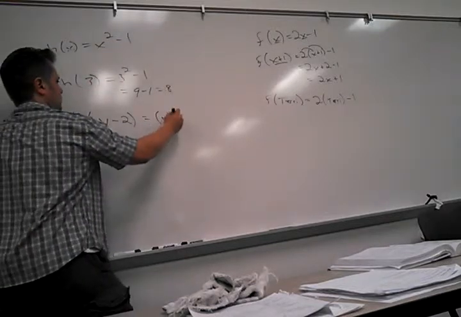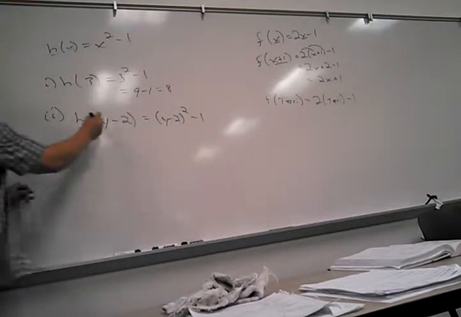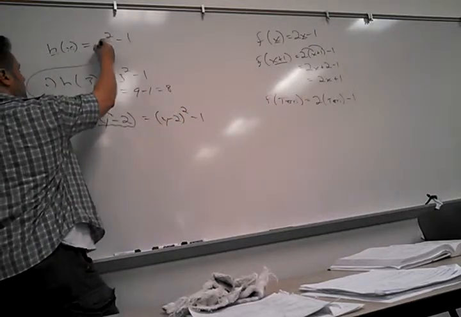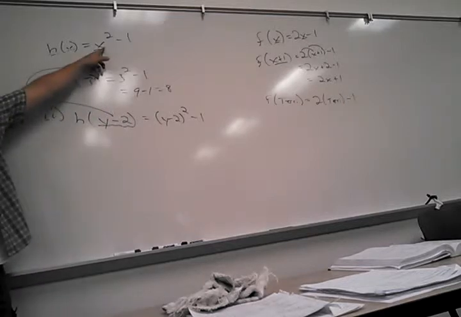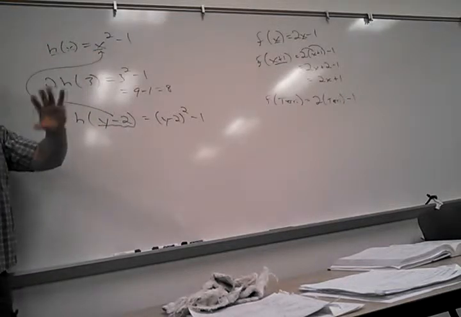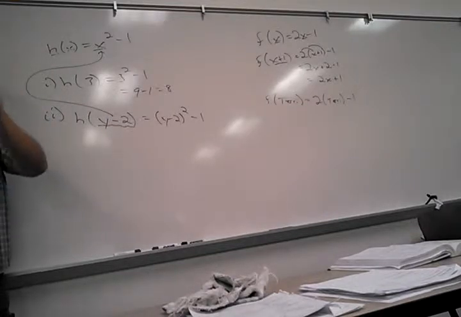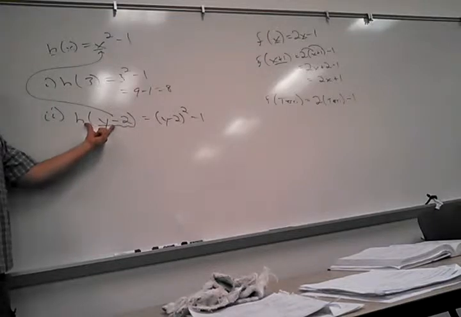It's going to square it and subtract 1. That goes right there. Anything that's here replaces the x. So it's just like substitution of values, just like we did a long time ago. Put values in. It's just a different way of telling you what to put in.